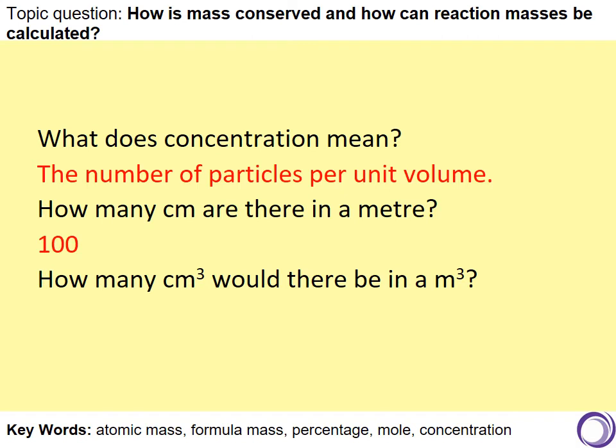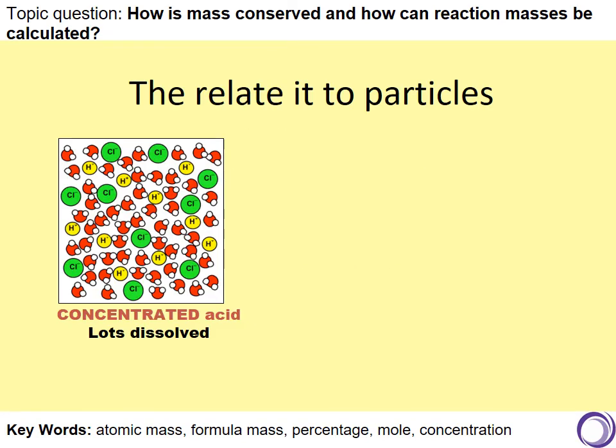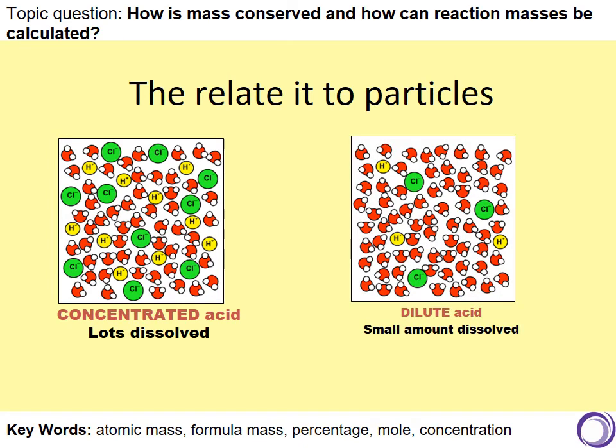In a metre there are 100 centimetres. So if we're working out centimetres cubed in a metre cubed, to work out a volume we multiply each of the sides. So it would be 100 times 100 times 100, which is 1,000,000 centimetres cubed in a metre cubed. So thinking specifically about particles then, here I have a picture of a concentrated acid. It's got lots of acid particles dissolved in it. If I compare this to a dilute acid, you can see there are only a small number of particles dissolved in this acid, so this would be dilute.